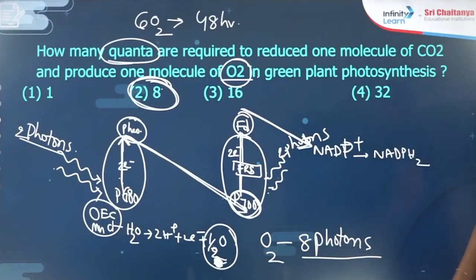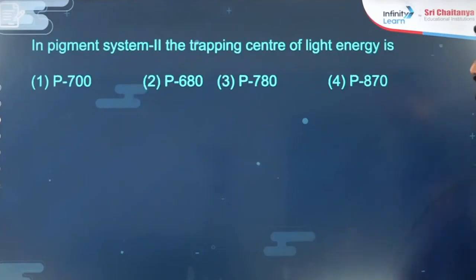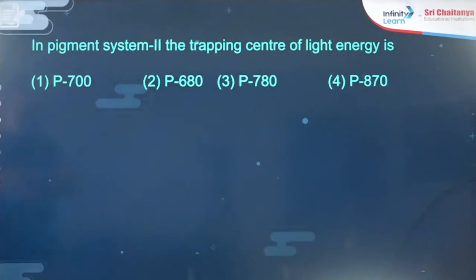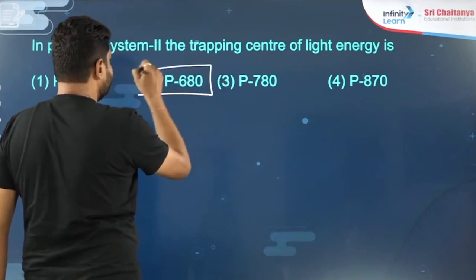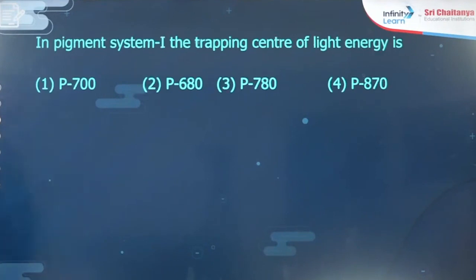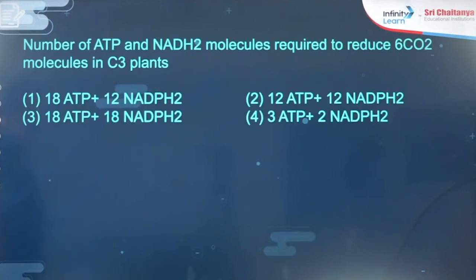Was it clear? Then let us go for the next question: in pigment system 2, the trapping center of light energy, the reaction center part, is P680. Pigment system 2, P680. So this is one previous year question we should remember. P680 is the reaction center. So in pigment system 1, what is the reaction center? That is P700. This is also a PYQ.